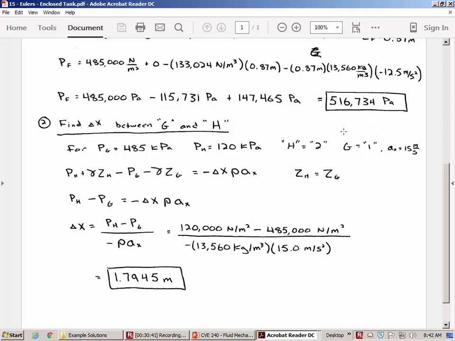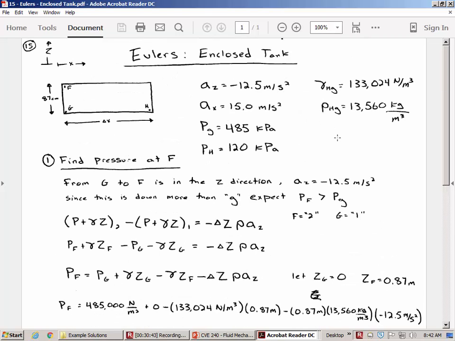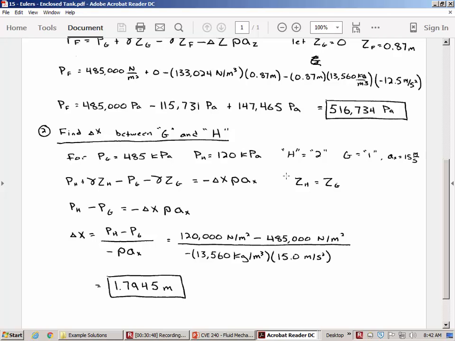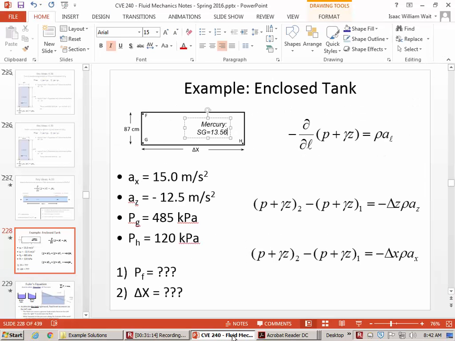Location G is 1 because it was further to the left. And here's 1, here's 2. The elevations are the same, so I'm saying Z_H equals Z_G. And so the pressure difference is equal to the negative delta x, density, the acceleration in x, and I'm going to have a positive value that time. So just rearranging for delta x, 1.8 meters approximately is how far apart they would have to be for that pressure difference. All right, so if you need to consult the solution again, it'll be in the recording that's posted on YouTube.